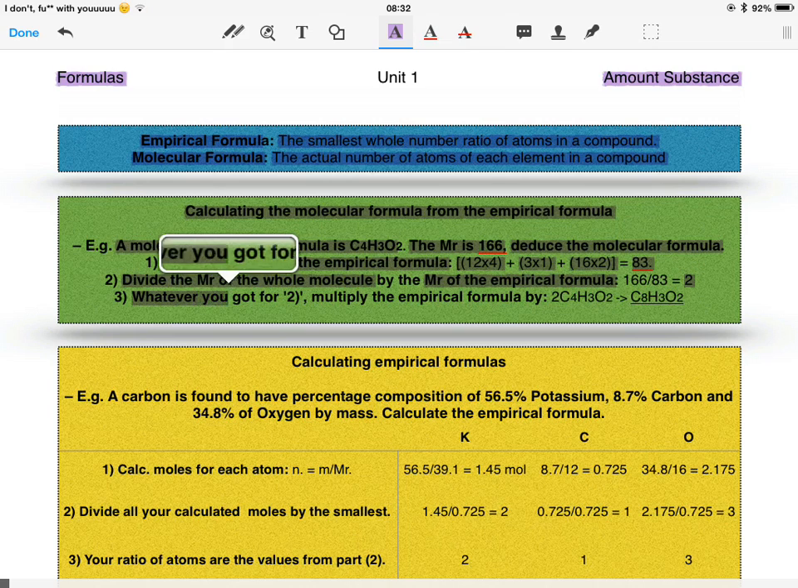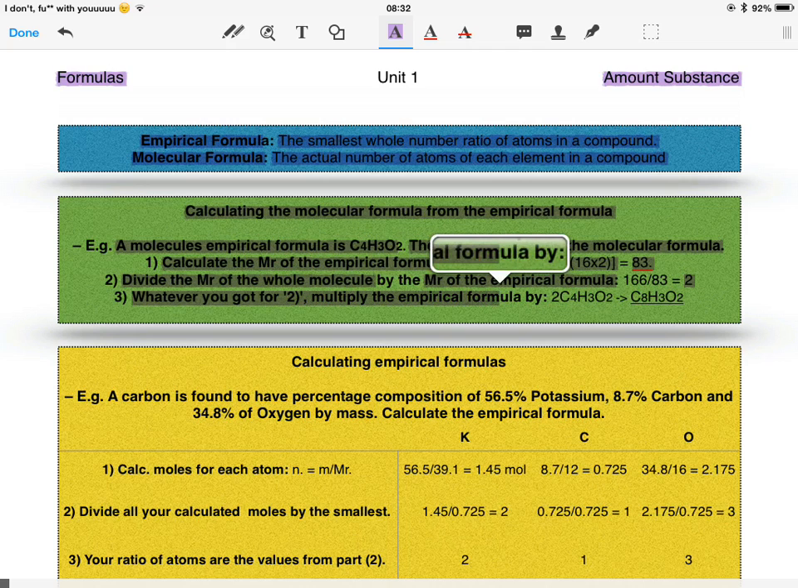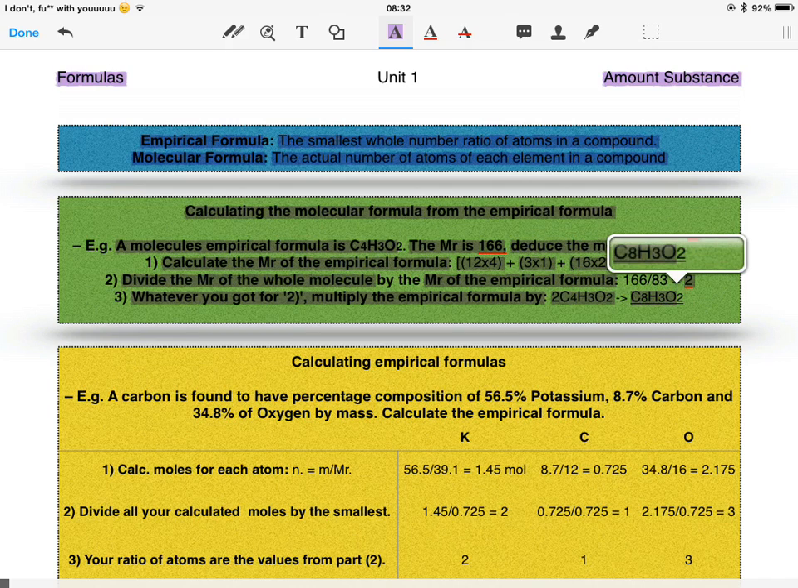So whatever we got for that, we multiply the empirical formula by to get the molecular formula. So because we got the 2, we times the C4H3O2 by 2, and we get C8H6O4, which is our molecular formula.